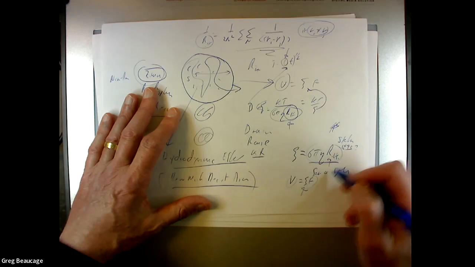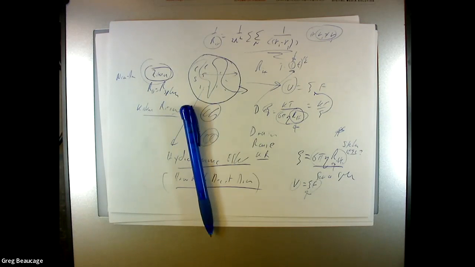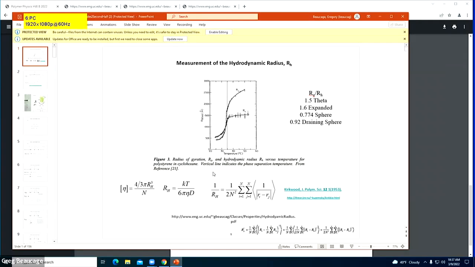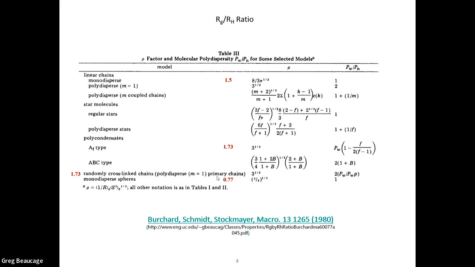this is for a sphere, right? So that's kind of the point. That thing is the sphere radius. So for a sphere, that thing's going to be the sphere size, and then Rg is square root of 3/5 of the sphere size. So the ratio of those two is square root of 3/5 for a sphere, which ends up being 0.77. This is from 1980.